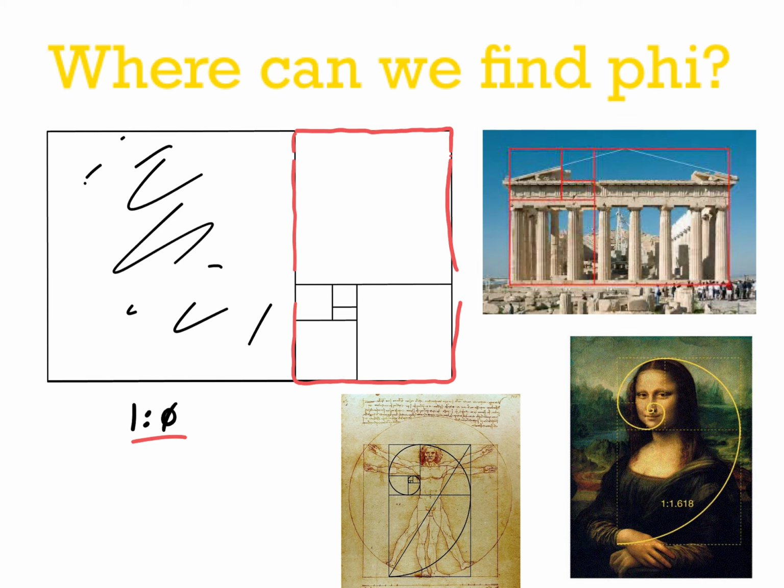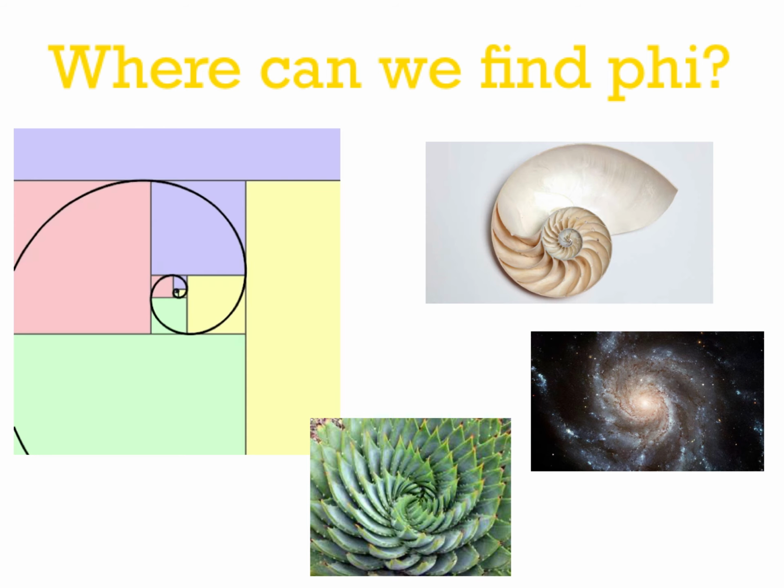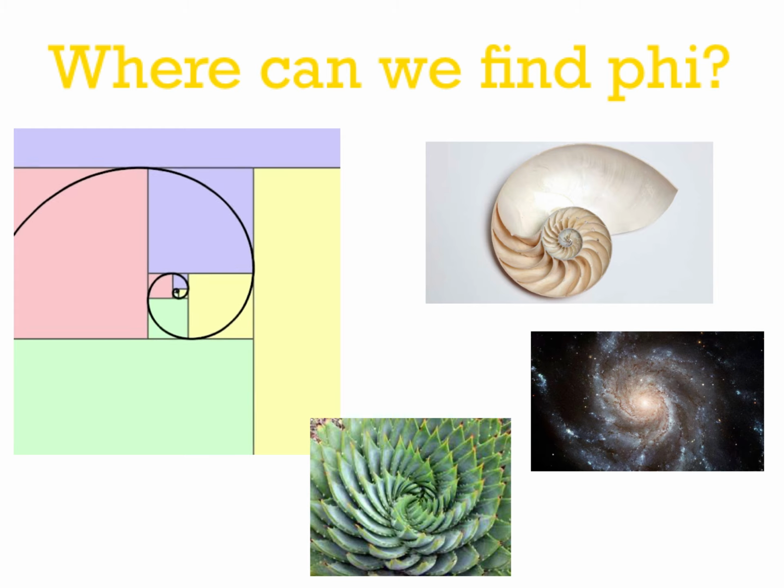Now, because the golden rectangle is found visually appealing, you can see it and a spiral form of it a lot, basically everywhere, from Leonardo da Vinci's Vitruvian Man to his Mona Lisa, and even in the Parthenon. This over here is a golden rectangle, just like we had before. We can also find phi in nature.